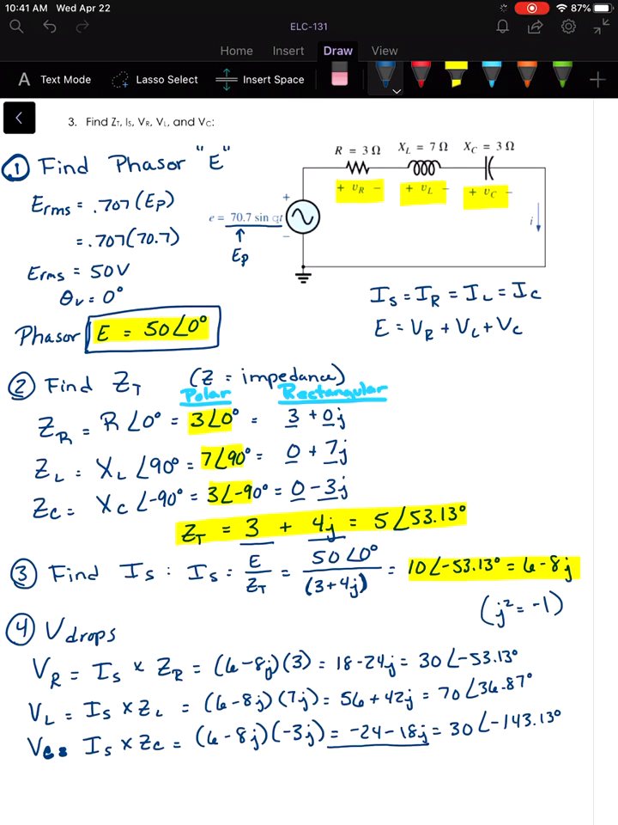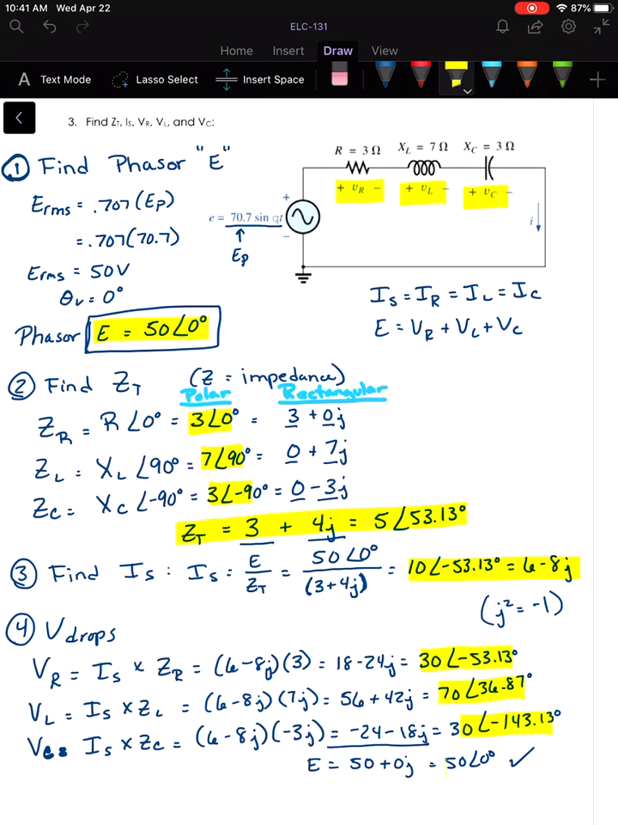So for the real part, we've got 18 plus 56 minus 24, which is 50. And then for the imaginary part, we've got -24 plus 42 minus 18, which is 0, which is 50 at 0 degrees. So that actually does work out right.